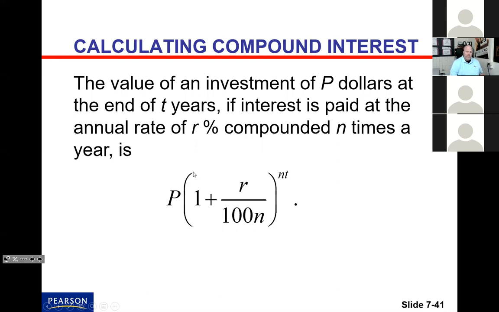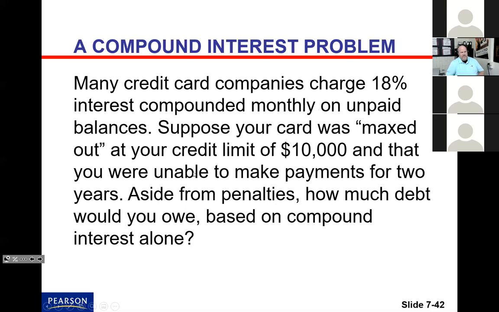So here's a real life example with compound interest. Let's take a look at this. Credit card companies charge you interest compounded, whatever they pick. A lot of them are daily now, but compounded monthly on unpaid balances. Suppose your card was maxed out and your credit limit's $10,000 and that you were unable to make payments for 2 years. Aside from the penalties, how much debt would you owe?